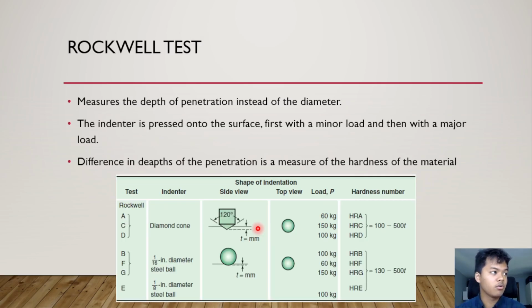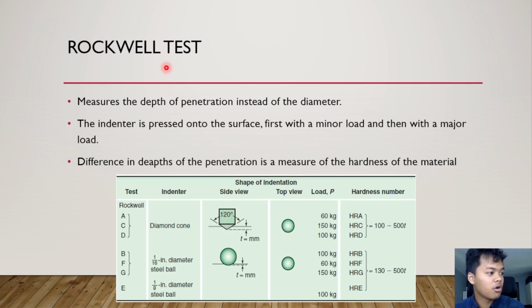Next, we got the Rockwell test. It measures the depth of penetration instead of the diameter. The indenter is pressed onto the surface, first with a minor load, then with a major load. The difference in depth of penetration is a measure of the hardness of the material. So in this Rockwell test, first the device pushes down a bit with a really small load, and then not long after it sets its main load on the indenter.